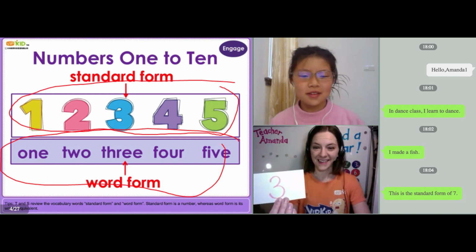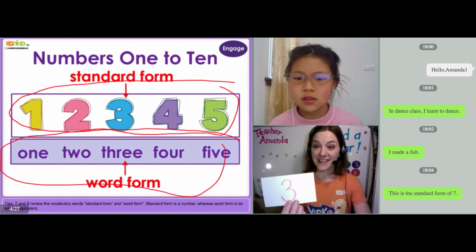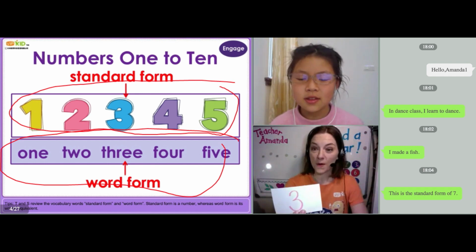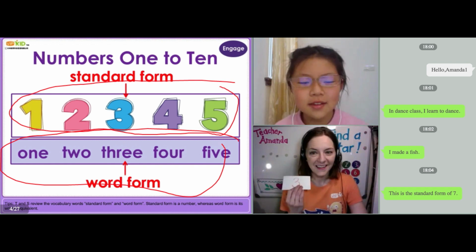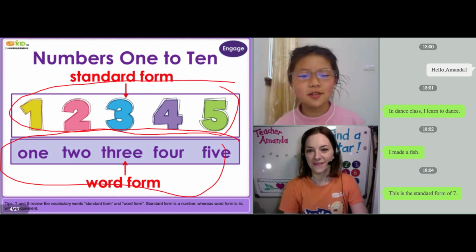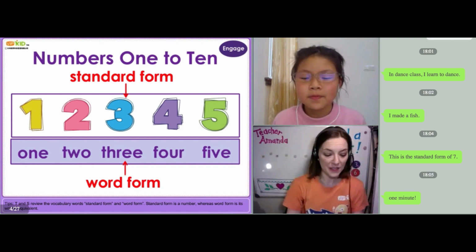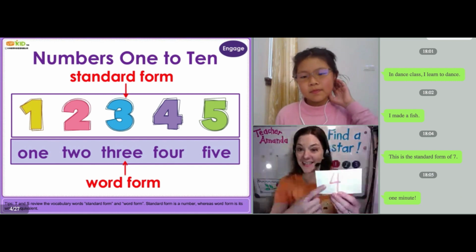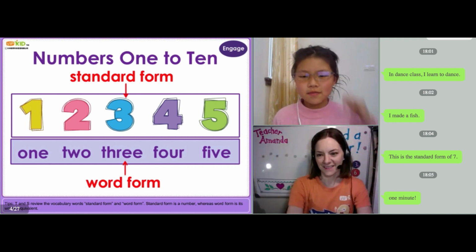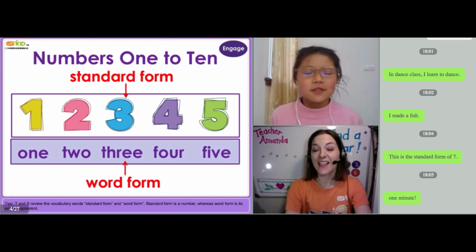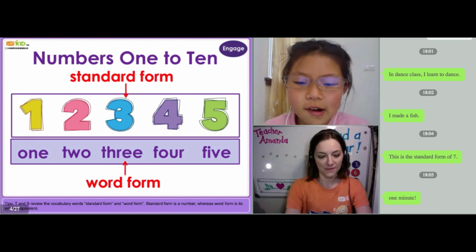3 is a standard form. Good. This is the standard form of 3. Very good. All right, Sally, let's do a couple more. What is this? This is the standard form of 4. Good. The standard form.